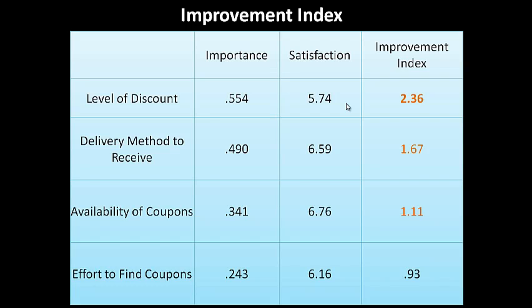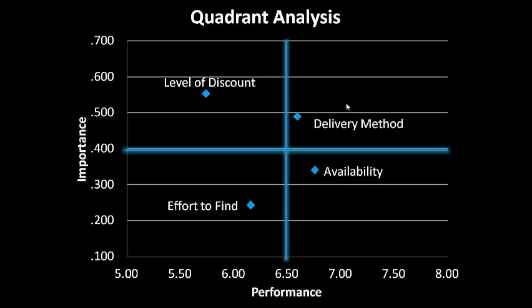And using both of those research methods, we are able to find the improvement index. To do this, you take the importance score multiplied by 10, which is the maximum amount of scale points, minus the satisfaction score. And that gives us our improvement index. The higher the number, the more of a need for improvement. And there we go, level of discount right at the top needs the most attention.